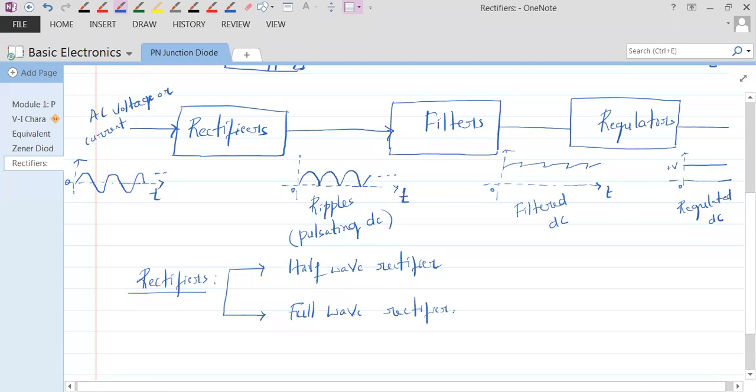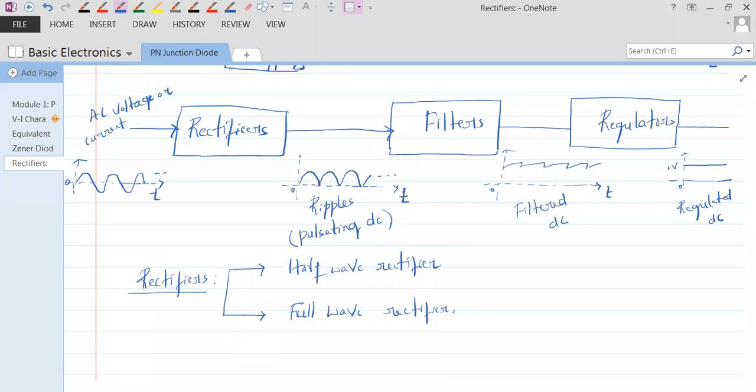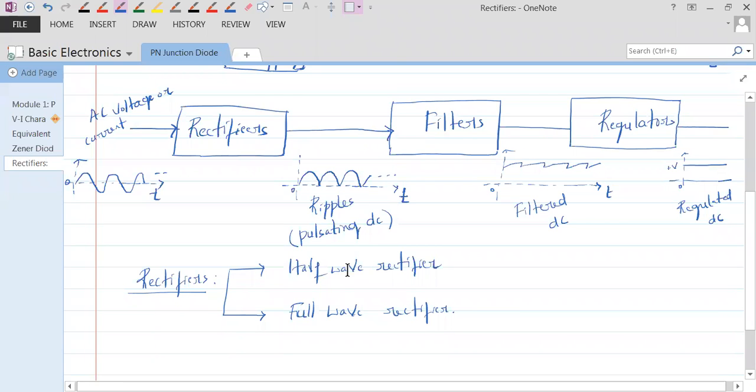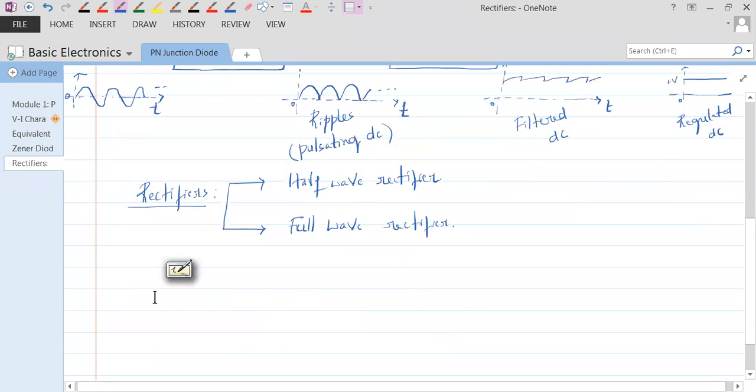So this is what we need to study now. Everybody take the heading as half wave rectifier. In rectifiers there are two types, one is half wave and the other one is full wave. Let's take half wave rectifier. I hope everybody is copying what I'm writing here.